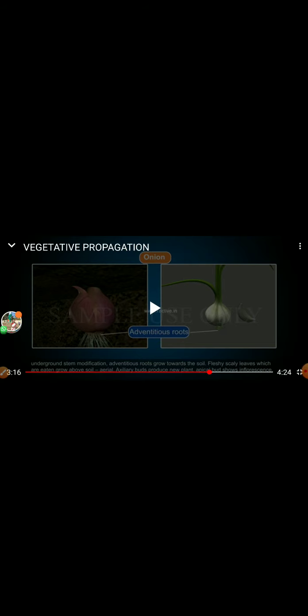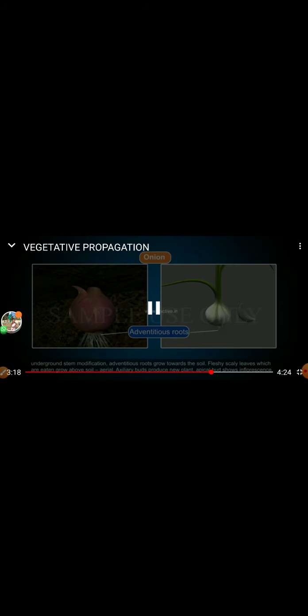So onion is also an example of stem. Adventitious roots grow on onion. Garlic, you know also. Yes, the roots are growing there. When we bury an onion under the soil, from the adventitious roots a new onion can grow. So there are so many examples you will have to study about vegetative propagation in plants.